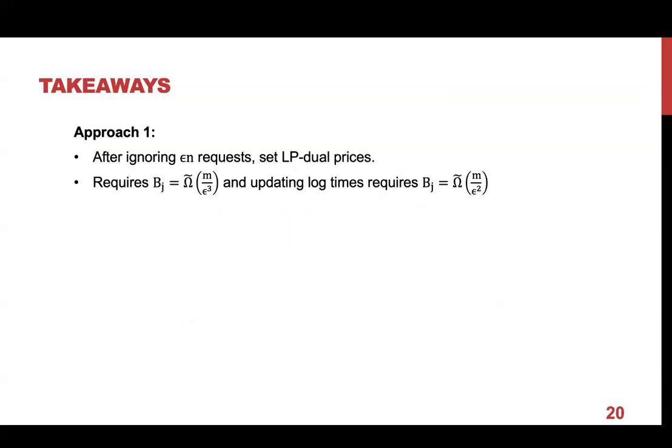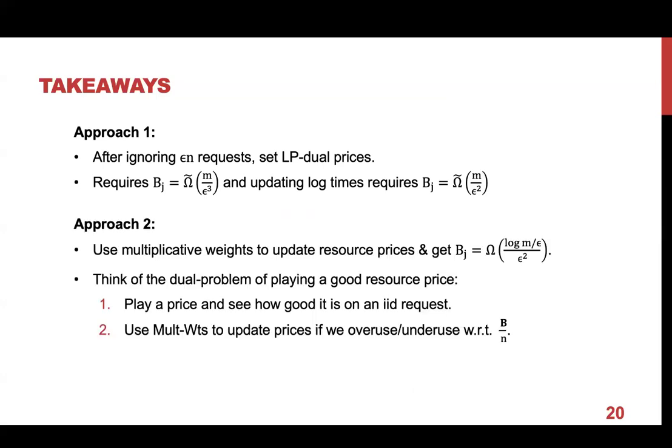Okay, so here are the main takeaways from this part of the talk. First, we saw a simple idea: if you are fine with m over epsilon squared instead of log m over epsilon squared, you can do a very simple argument where you ignore the first epsilon fraction and set the dual prices or dual thresholds, and that already gives you a decent guarantee of m over epsilon squared. The second approach, which is much more algorithmically interesting and also optimal, is via the multiplicative weights idea, where you get the optimal guarantee of log m over epsilon squared.